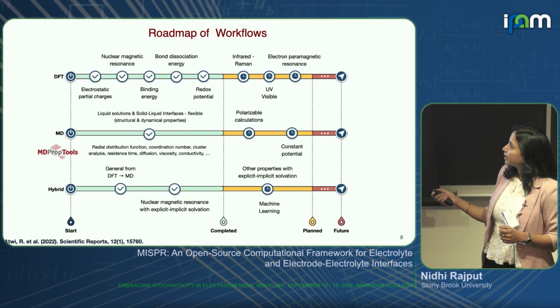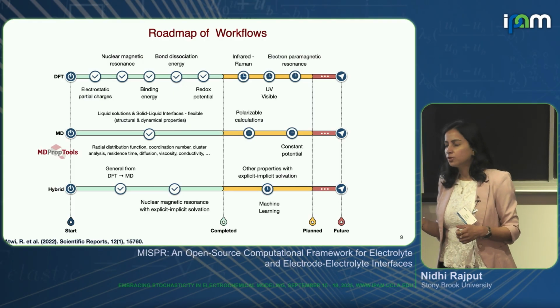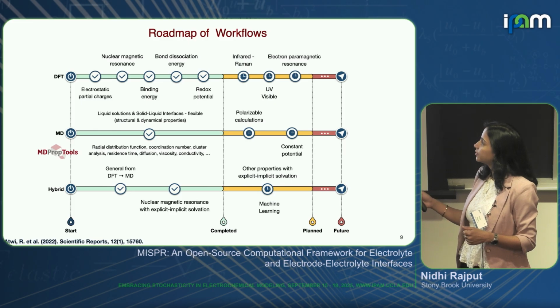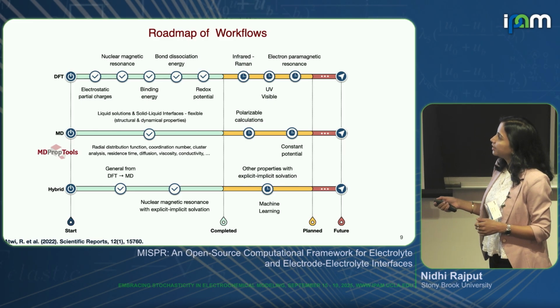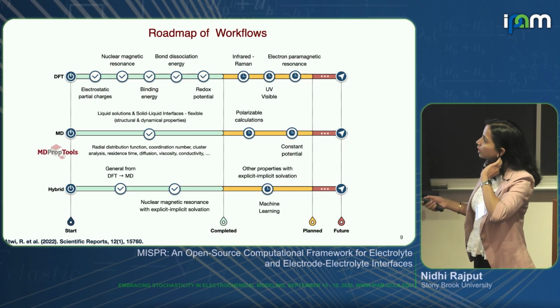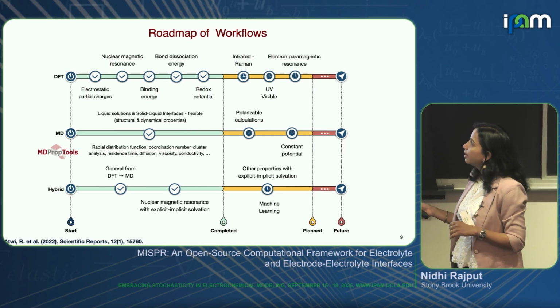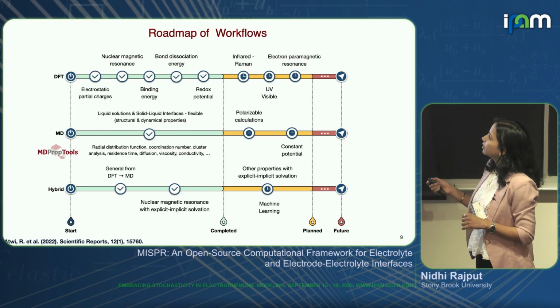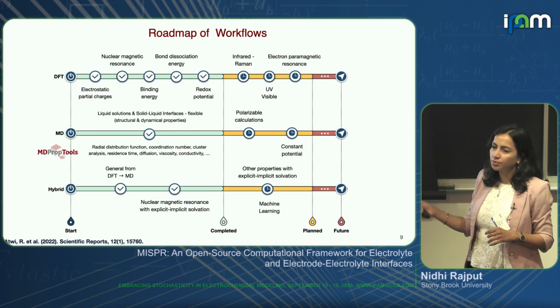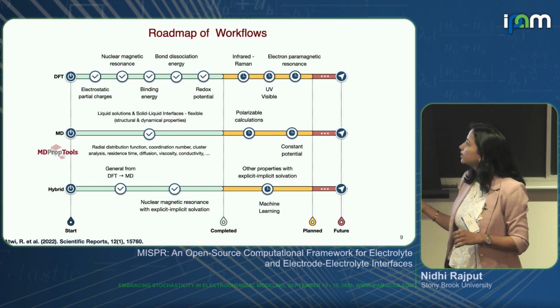So this is what the current roadmap of workflows looks like in MISPR. We have several fully automated DFT-based workflows for calculating, let's say, electrostatic partial charges, NMR chemical shift, binding energy, bond dissociation energy, and redox potential. We are currently working on developing similar workflows for Raman and IR spectra as well.